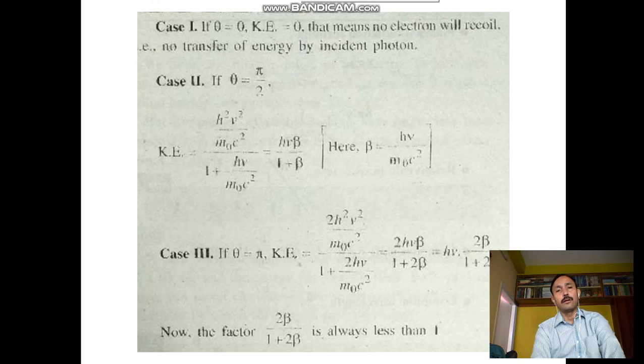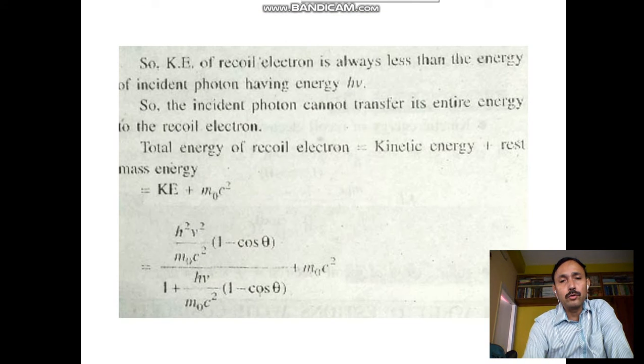Come to the second point, second case or second condition. If theta is equal to pi by 2, then cos theta means cos pi by 2, which is equal to 0. This one, h square nu square by m naught c square, and here the same, this one is 0. Cos pi by 2 means 0. That means h nu by m naught c square, 1 plus h nu by m naught c square plus m naught c square.